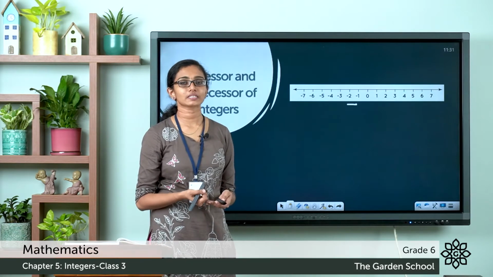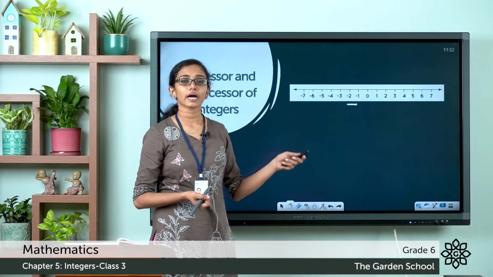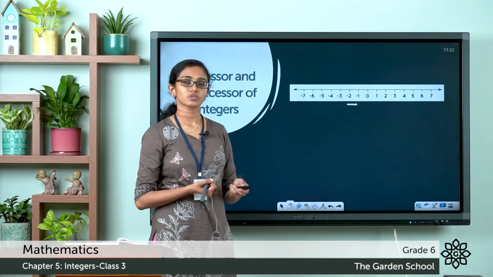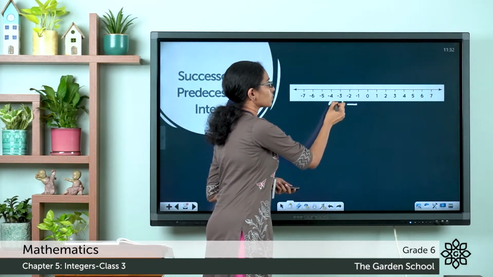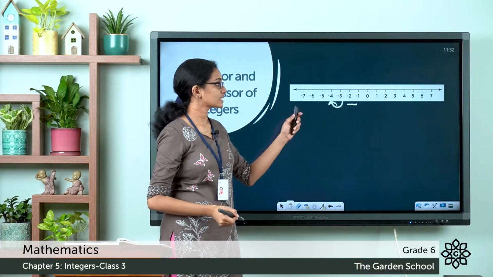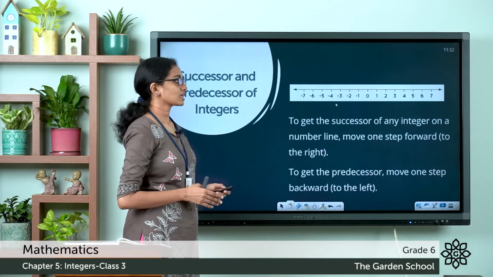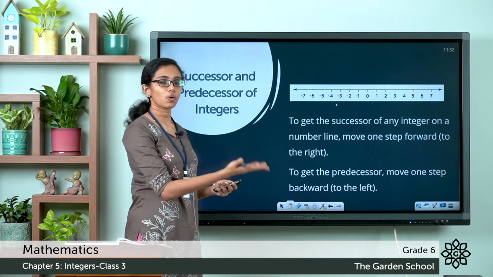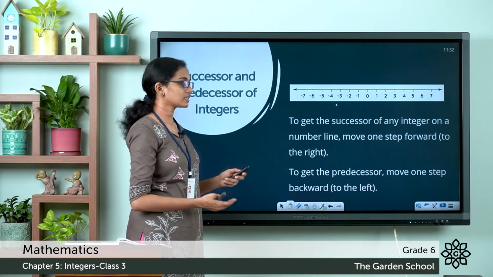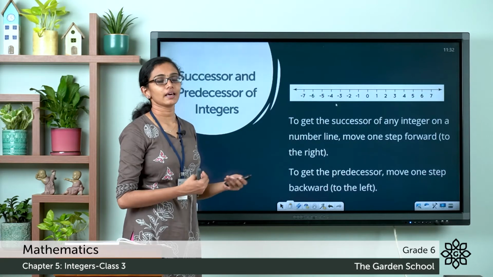Now what about the predecessor of minus 3? It is the number that comes just before minus 3 on the number line. So to get the predecessor, you just move one step backward or one step towards the left, and it is minus 4. So in general, you can say to get the successor of any integer on a number line, move one step forward, that is to the right, and to get the predecessor, you have to move one step backward, that is to the left.